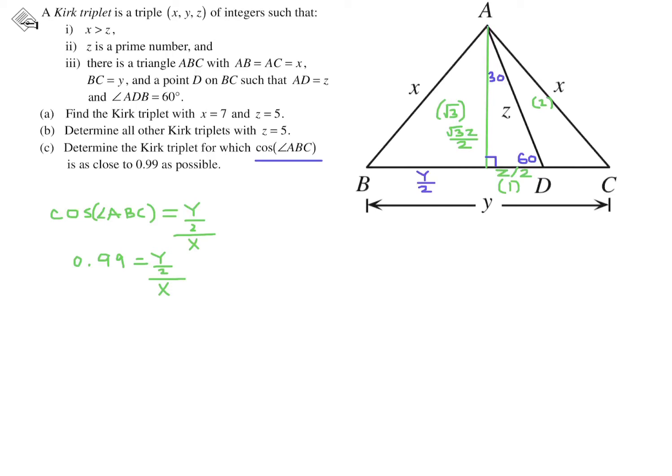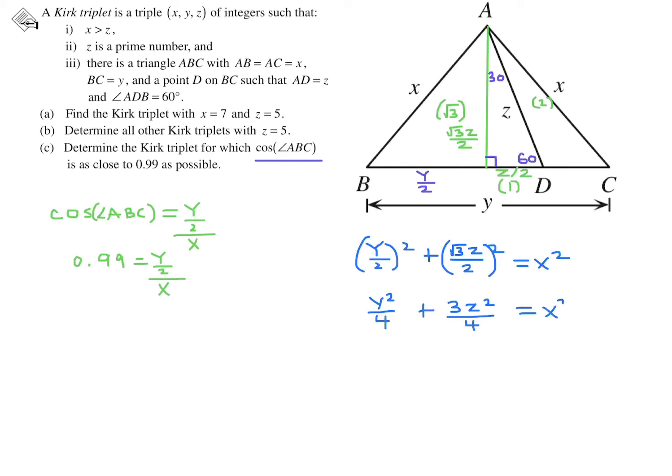But how do we reach that goal? Well, you're going to have to concentrate on this triangle right here. This one that I'm circling in blue. That is, of course, a right triangle, so we can use Pythagoras. We have y over 2 squared plus root 3z over 2 squared is equal to x squared. Correct? So this becomes y squared over 4 plus 3z squared over 4 is equal to x squared, like that. If you multiply through by 4, you get y squared plus 3z squared is equal to 4x squared. Correct? And then isolating for 3z squared, you get 4x squared minus y squared, like that.